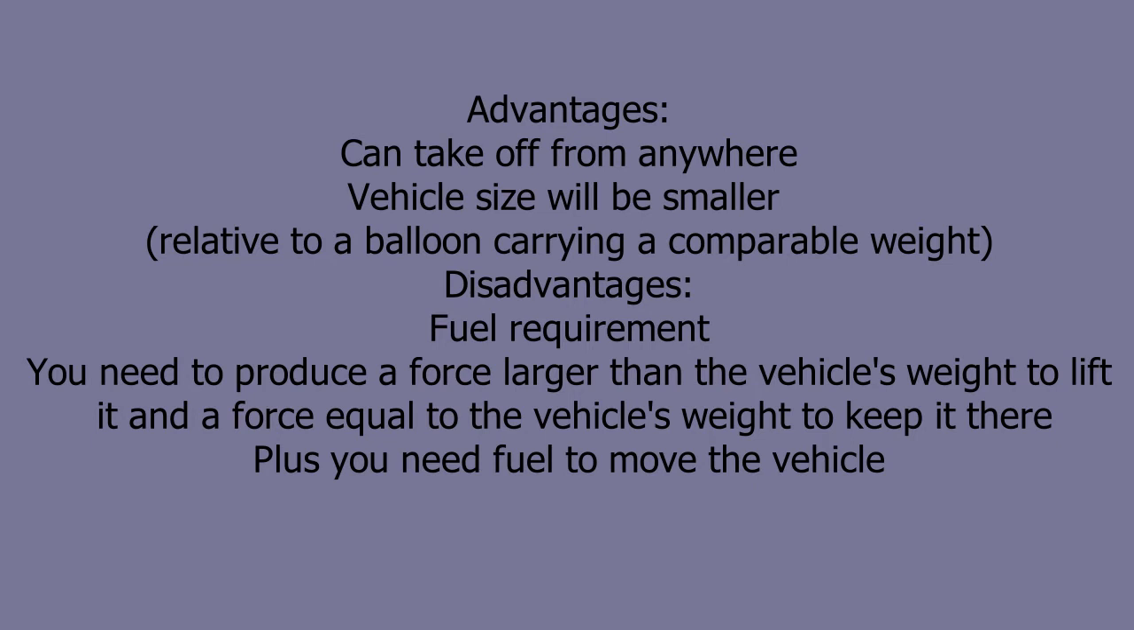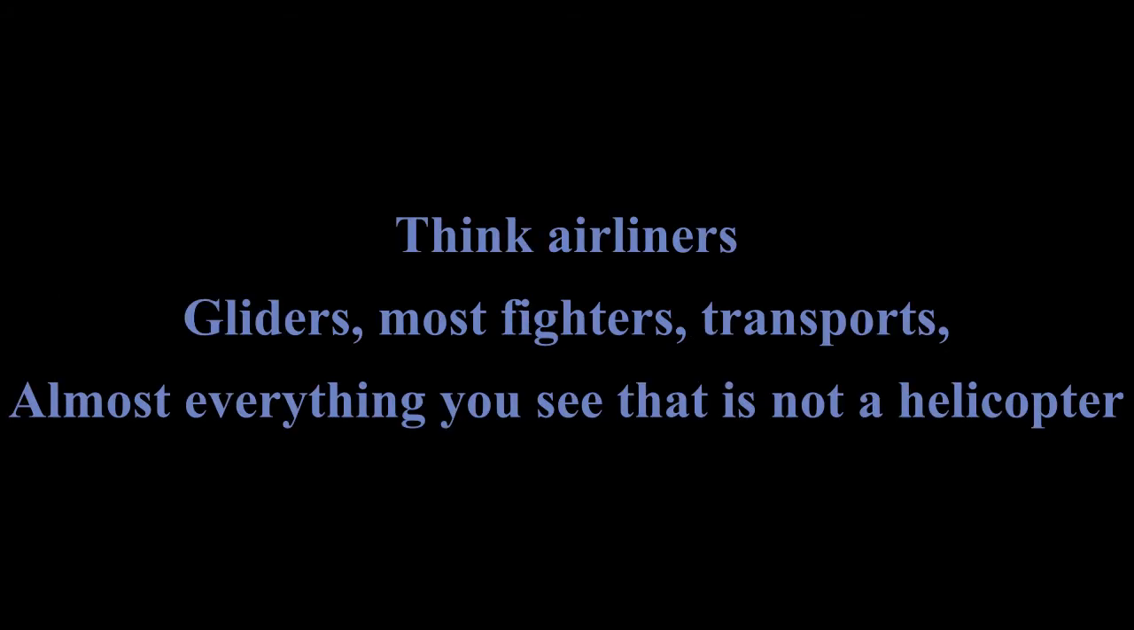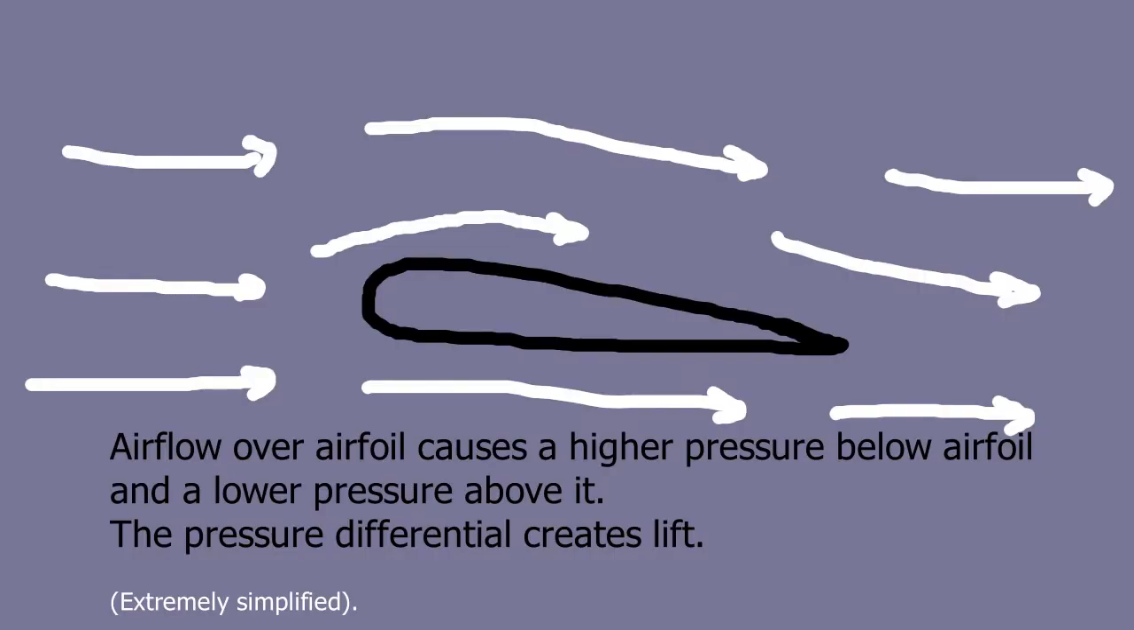And also you need another method of propulsion in order to move it forwards. A helicopter does this by tilting the fan, but if you're using something like a jetpack to produce lift, then you either need to transition it to a forward engine, or you need a separate engine to move it forwards, which will also increase the fuel requirement. Third method is to use a fixed wing. So think of airliners, general aviation, most fighter jets and transport aircraft you see, and gliders, hang gliders. All of them use fixed wing flight.